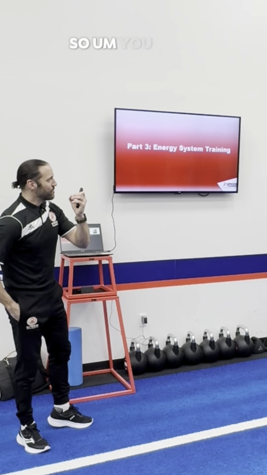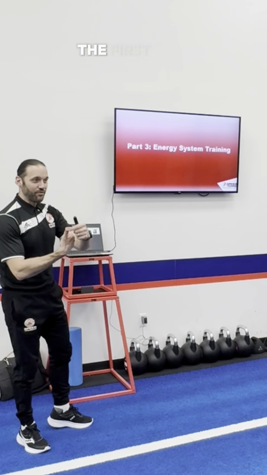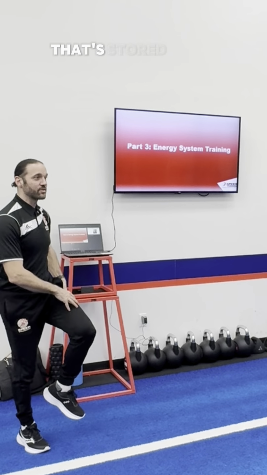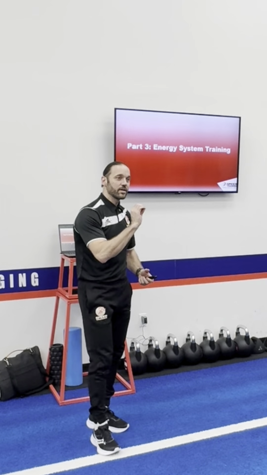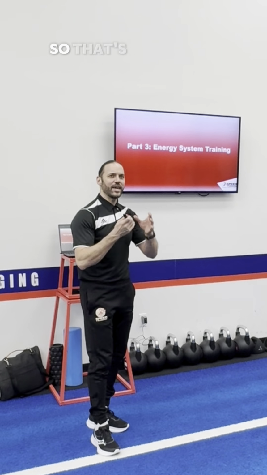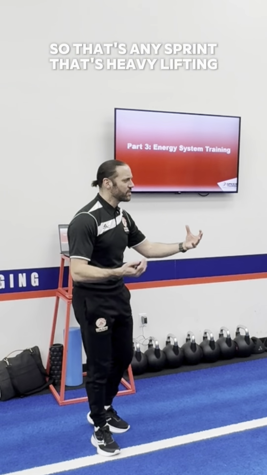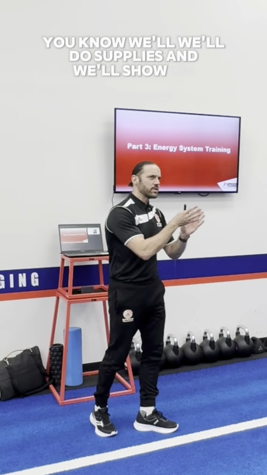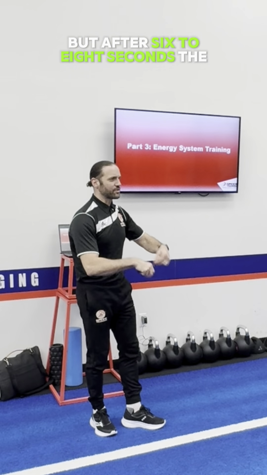So, you only make ATP in one of three ways. The first is by using creatine phosphate that's stored in the muscles. Unfortunately, you only have about 6 to 8 seconds worth of creatine phosphate, okay? So that's any sprint, that's heavy lifting, you know, we'll do some plyos and we'll show. But after 6 to 8 seconds, the creatine is gone.